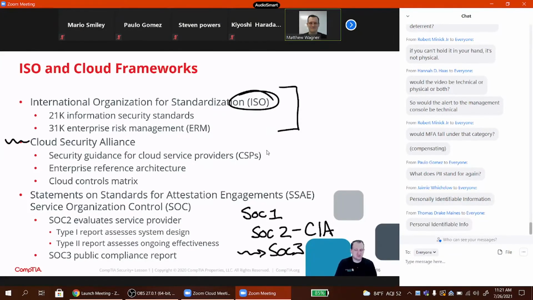But in a sense, even this SOC system, this auditing system, gives you an idea as to the effectiveness of your framework and sort of has its own framework built into it for how to perform the audit.